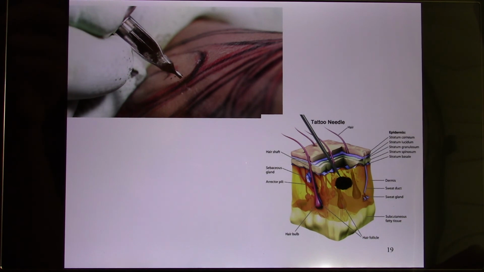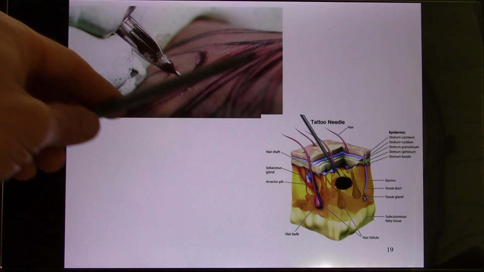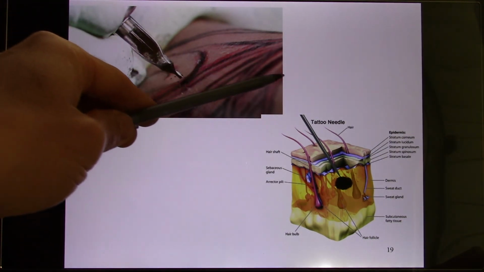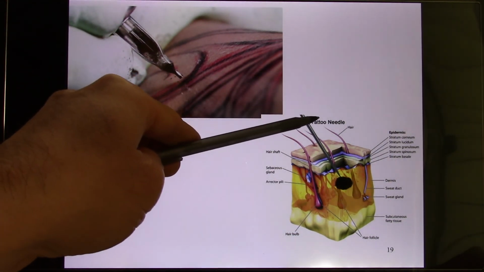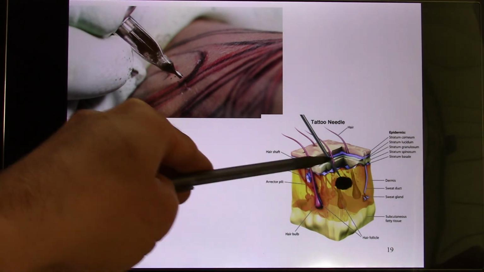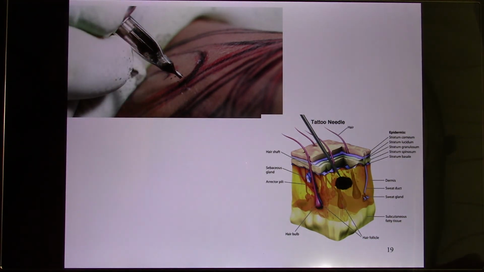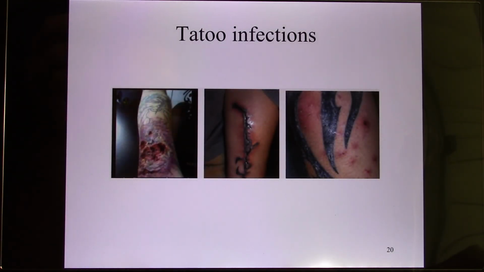And one function of the skin is protection. It protects bacteria from going into your body. And a tattoo penetrates your skin, so you need to be careful because if bacteria go through this needle, go to here, they can grow in the body. And that's why you can have a tattoo infection. It can be very serious.